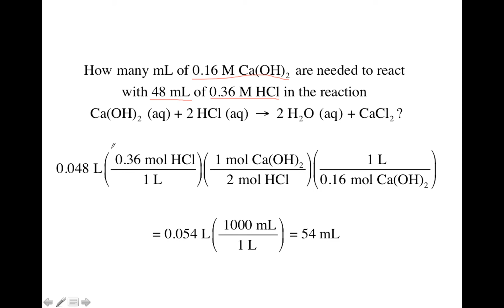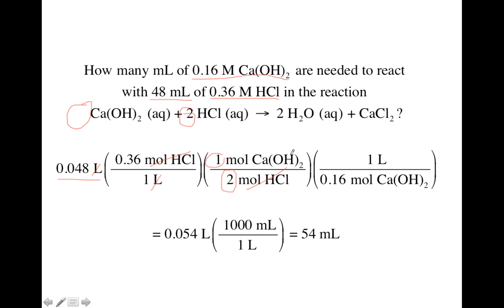So as we did in the last slide, we're going to change the volume of our known HCl to liters by dividing by 1,000 or moving the decimal 3 places. Then we multiply by the molarity, but it's written out as moles of HCl over 1 liter. So if I multiply liters times molarity, I now have moles of HCl, then I do what I did on the last slide, which is come up and find my mole ratio, 1 mole of Ca(OH)2 for every 2 moles of HCl. So I copy those here. That will cancel out moles of HCl.